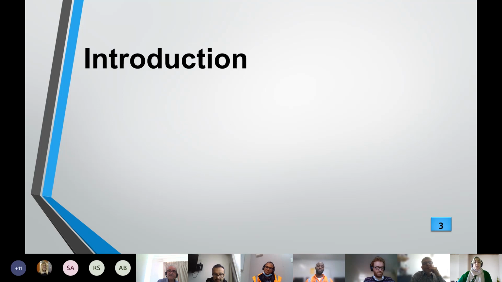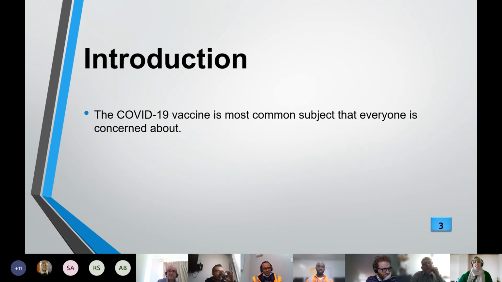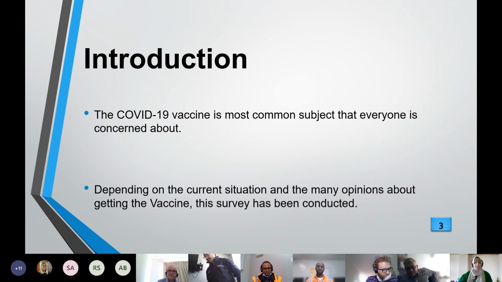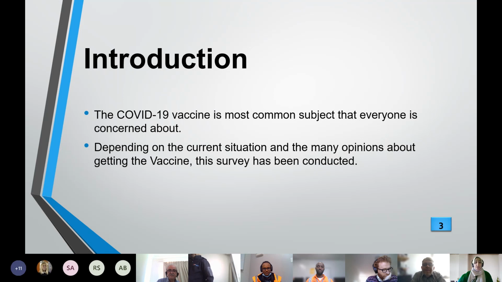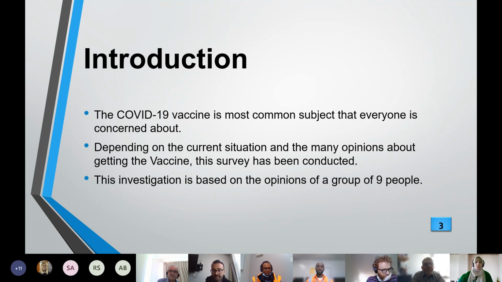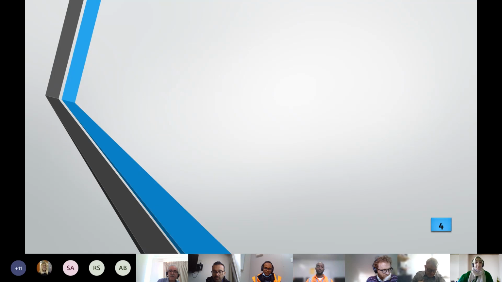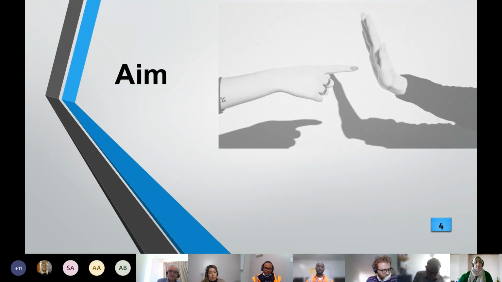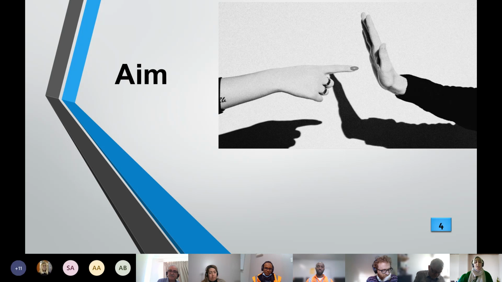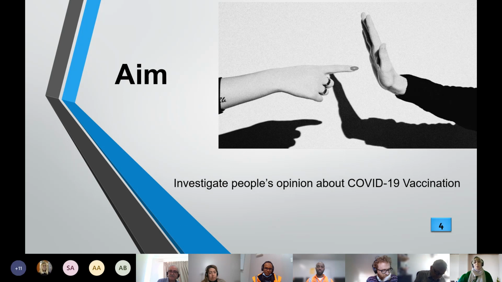At the moment, and as you know, the COVID-19 vaccine is the most common subject that everyone is concerned about. Depending on the current situation and the many opinions about getting the vaccine, this survey has been conducted. This investigation is based on the opinion of a group of 9 people. And the aim of this survey is to investigate people's opinion about COVID-19 vaccination.